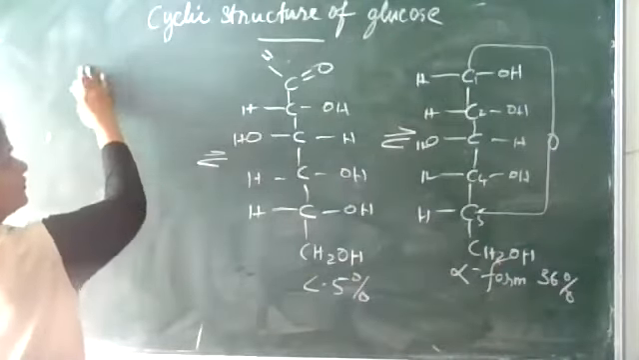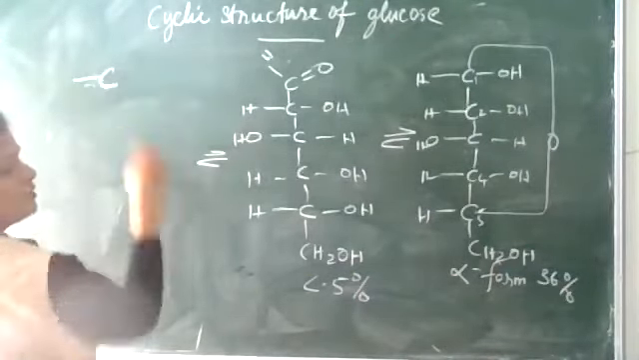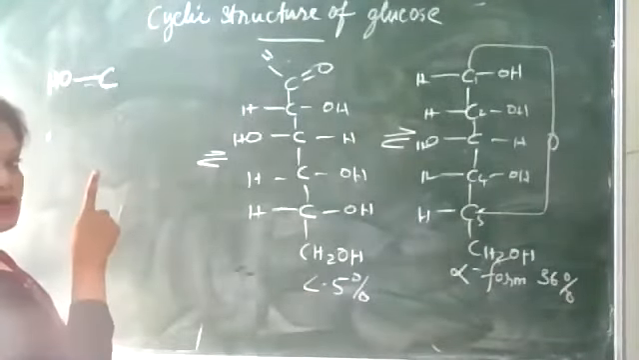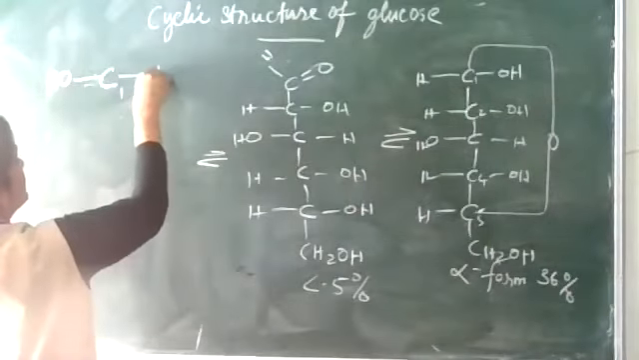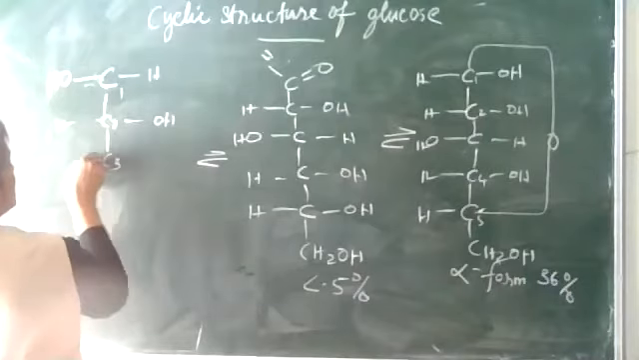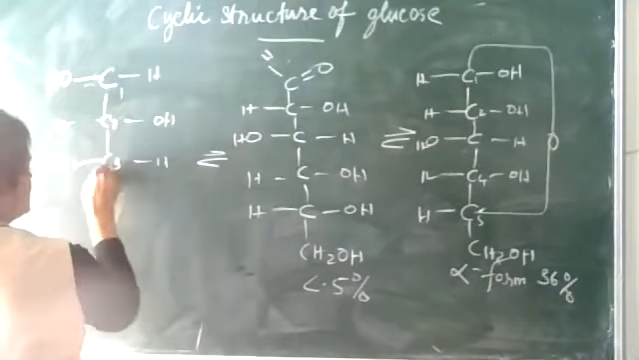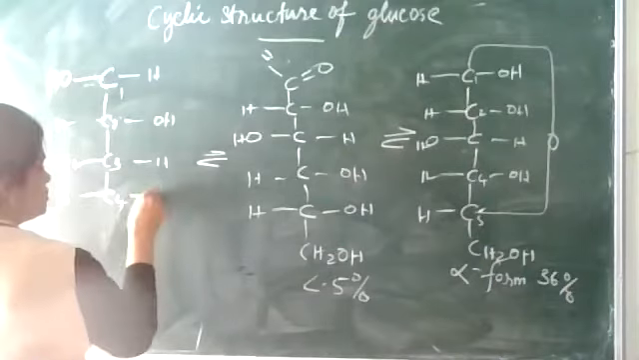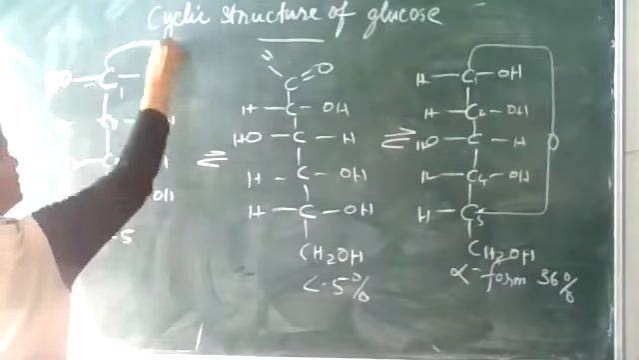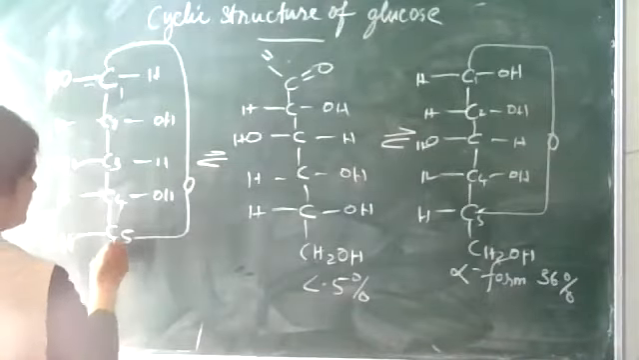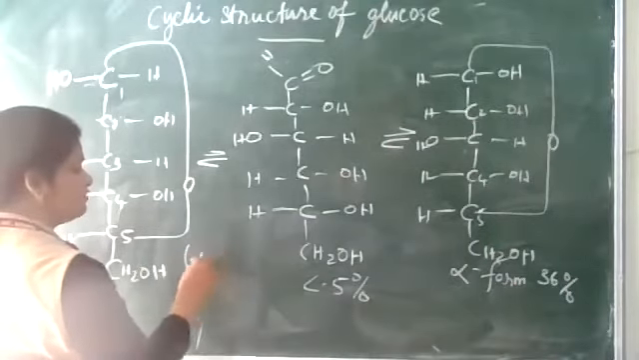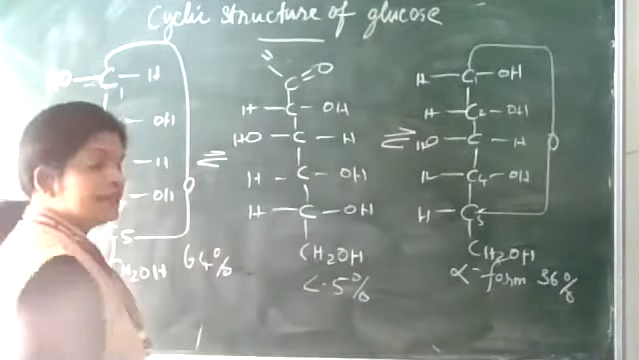And the beta form is also there in this equilibrium picture. What is the difference between alpha and beta? The configuration of OH on the first carbon is different. C1, C2, H, OH, C3, OH, H, C4, H, OH, C5 connection and CH2OH, the sixth carbon. This is 64%.